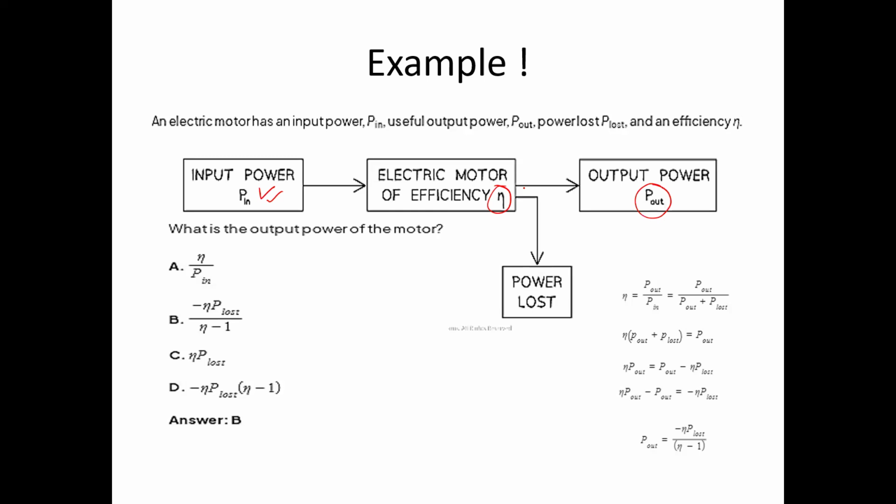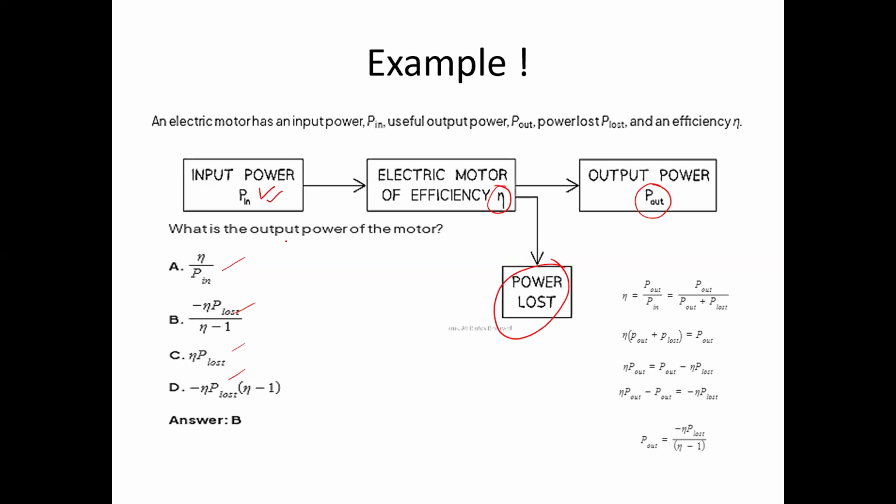and definitely all of the power does not go to the output. Some of the power might get lost as well. The question says, among all these options A, B, C, D, which one is representing the output power? So how are we going to find out the output power? Let's begin solving its relation.